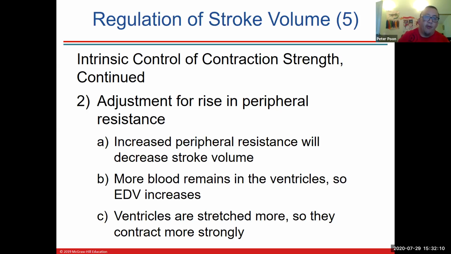Adjustment for a rise in peripheral resistance. Increased peripheral resistance will decrease stroke volume. If there's more resistance, then less fluid will come out. So more fluid remains in the ventricle, so EDV increases, and then the ventricles stretch more so they contract more strongly. So they fight back against the peripheral resistance.